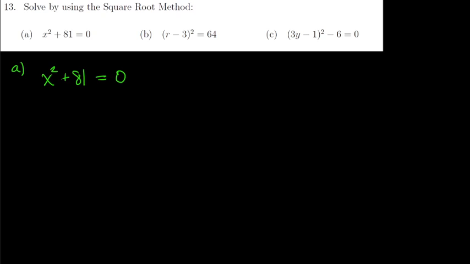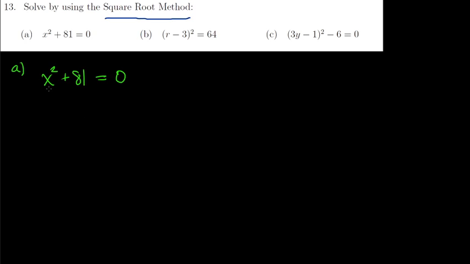So here we're solving quadratic equations. And remember, there's essentially 4 different methods for solving quadratic equations. Here they tell us pretty specifically what method we should use, right? So in number 13, we're supposed to use the square root method. So I hope you remember what that is. It obviously involves taking the square root.